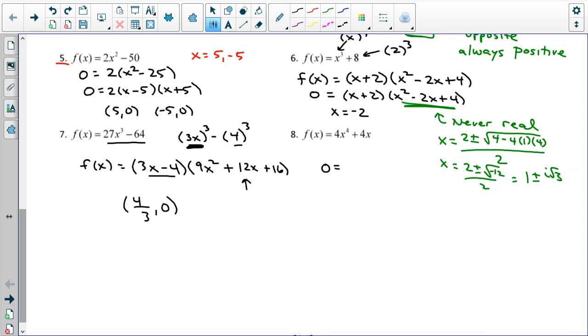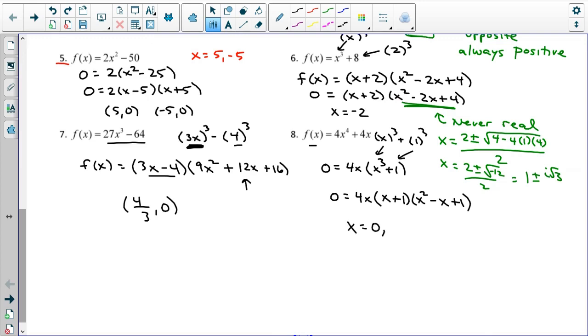Number 8, 0 equals, since I'm finding x-intercepts, I'm going to factor out a GCF. GCF is 4x, so I end up with x cubed plus 1. So 0 equals 4x times x plus 1 times x squared minus x plus 1, using same, opposite, always positive, because this is x being cubed and this is 1 being cubed. So I end up with x-intercepts at 0, -1, and then 2 imaginary answers. So my x-intercepts would be 0, 0, and -1, 0.